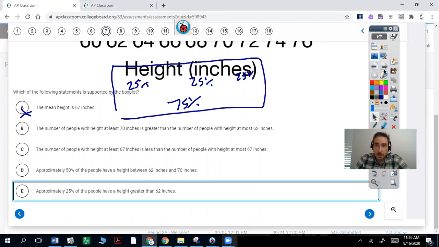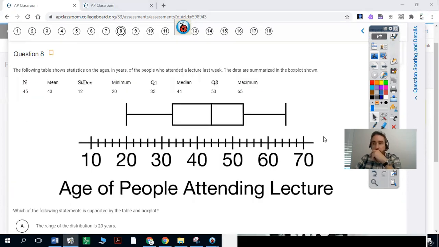All right, so it's going to be E. Next question, number 8. The following table shows statistics on the ages in years of the people who attended a lecture last week. It's got your number, standard deviation, mean, and all the quartiles and 5-number summaries. Which of the following is supported by the table and the box plot?